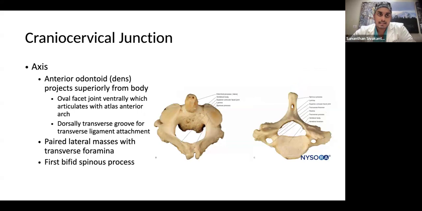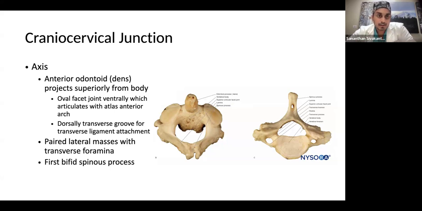Down to the axis now. The axis is formed by the anterior odontoid process, or the dens, which projects superiorly from the body, and then there are the two oval facets ventrally, which articulate with the atlas at the anterior arch. Dorsally, there is the groove for the transverse ligament and the various other ligamentous attachments, which we'll get into in a later slide.